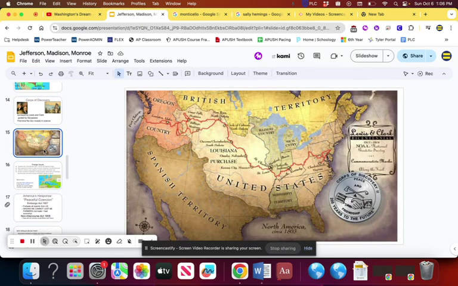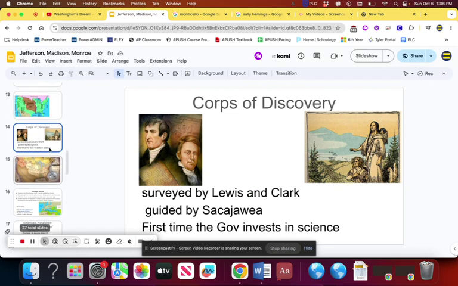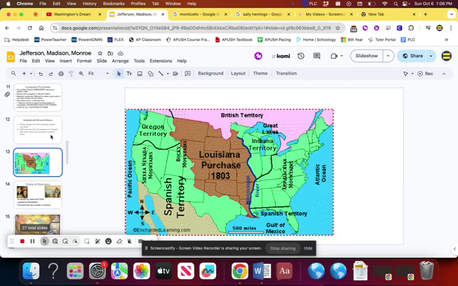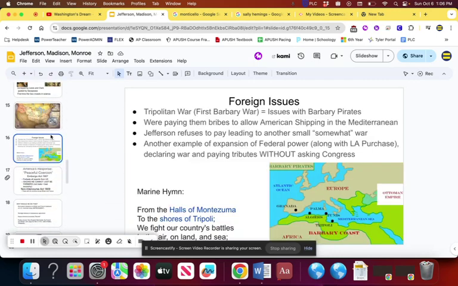Here's just a little trace of their route and everything. So anyways, that's pretty much what's going on at home for the U.S. That's what I would say is the domestic response to things under Jefferson. We're now going to shift over to the foreign issues.